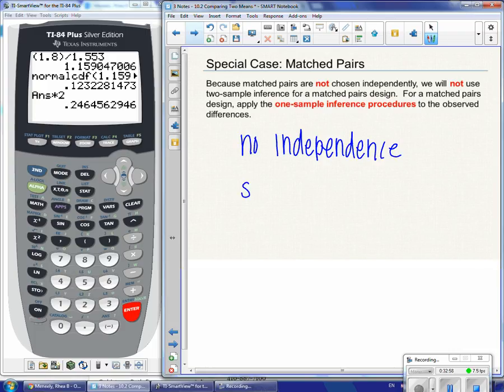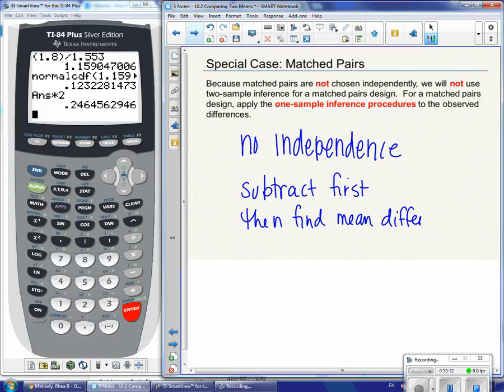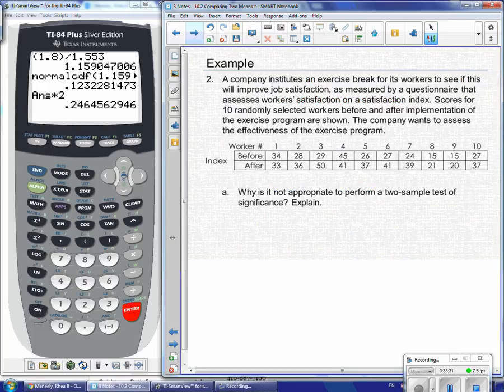So that means that we subtract the individual values, then find the mean difference. And so there's only going to be one sample of data. And so we're going to go back to the processes and the procedures that we used in Chapter 9. I'm showing you this now in Chapter 10 just because I think once people start to see two sets of data, they always want to jump into two sample situations. But let's take a look at this scenario.